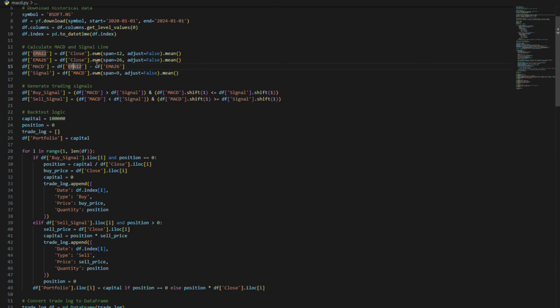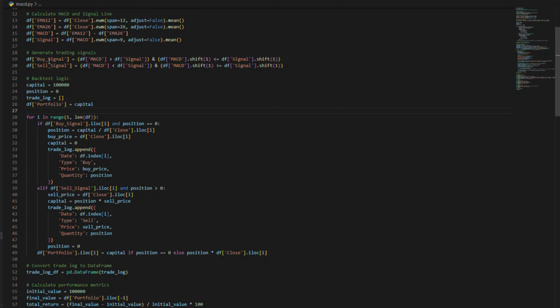This indicator consists of EMA 12, the exponential moving average of the last 12 days. EMA 26, the exponential moving average of the last 26 days. The MACD line is calculated by subtracting EMA 26 from EMA 12. Then we compute the signal line, which is the 9-day EMA of the MACD line. When the MACD crosses above the signal line, it suggests upward momentum, a buy signal. When it crosses below, it suggests downward momentum, a sell signal.